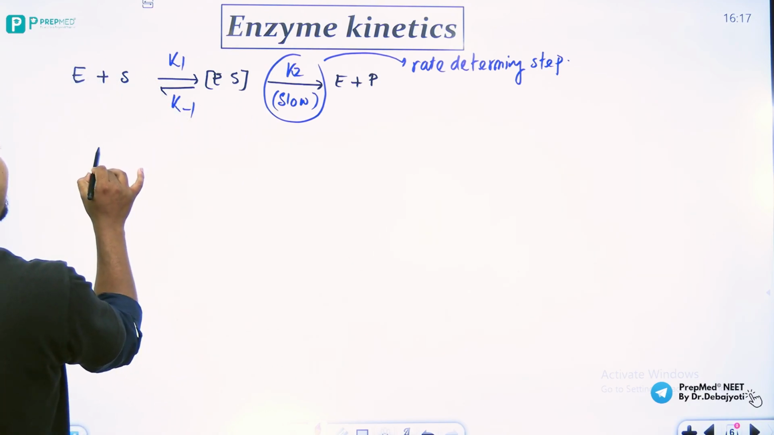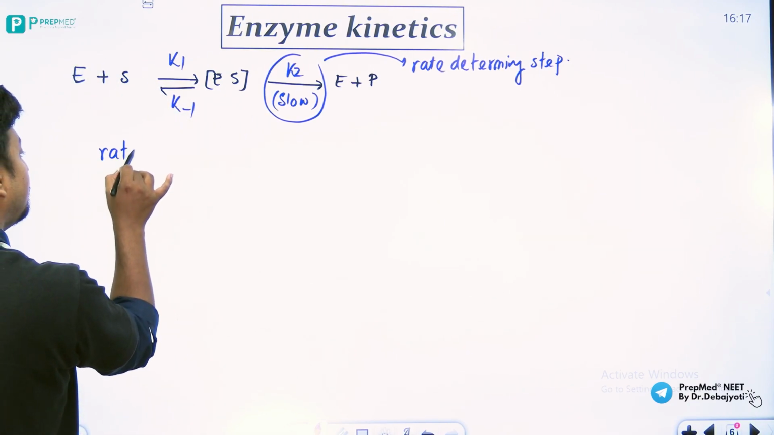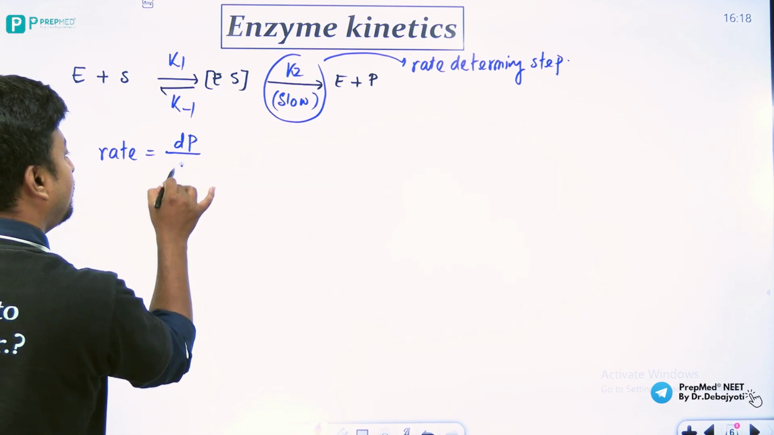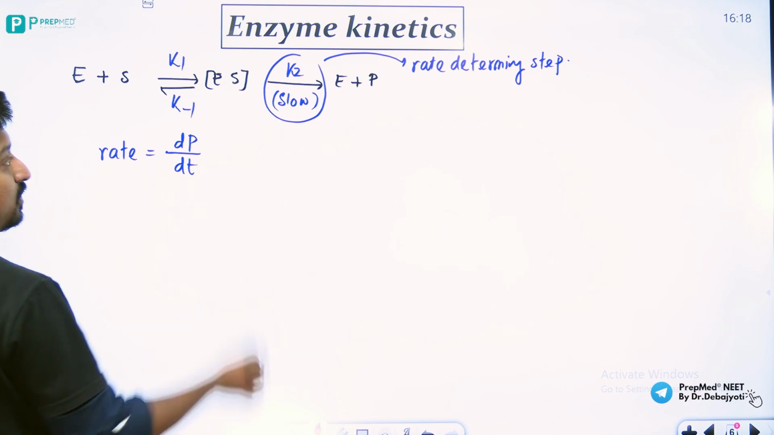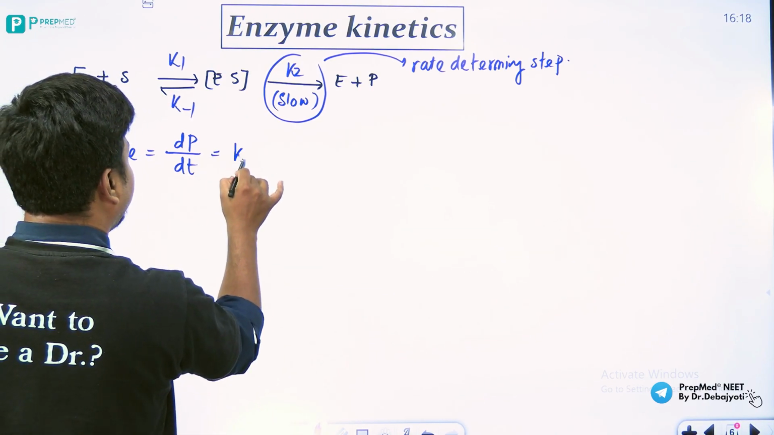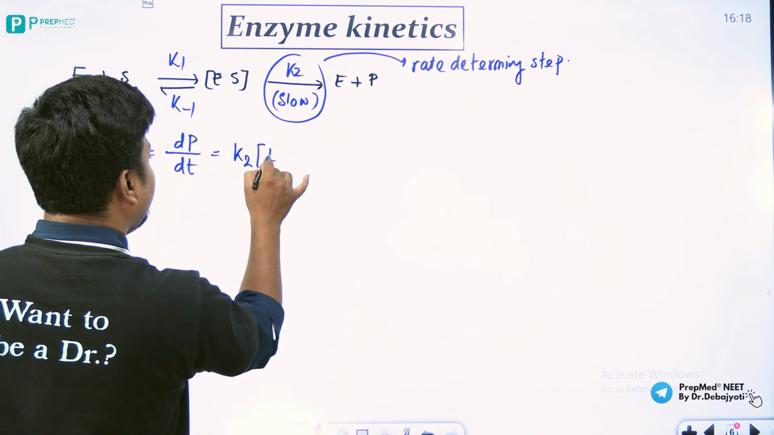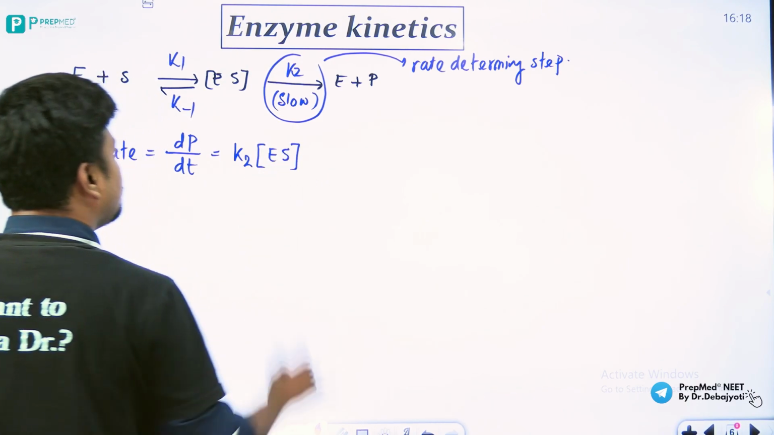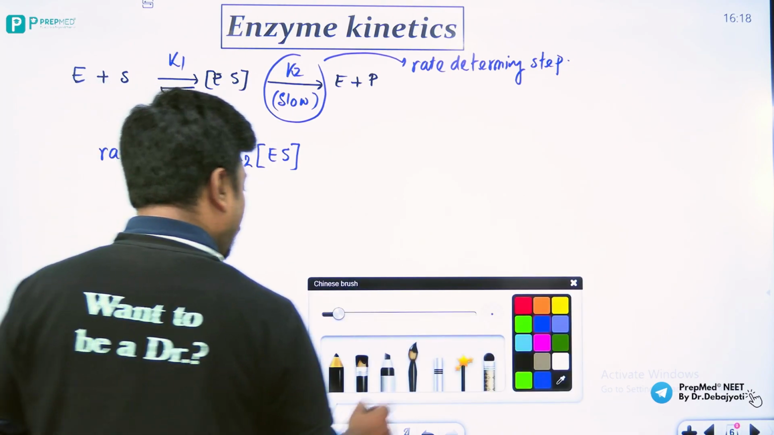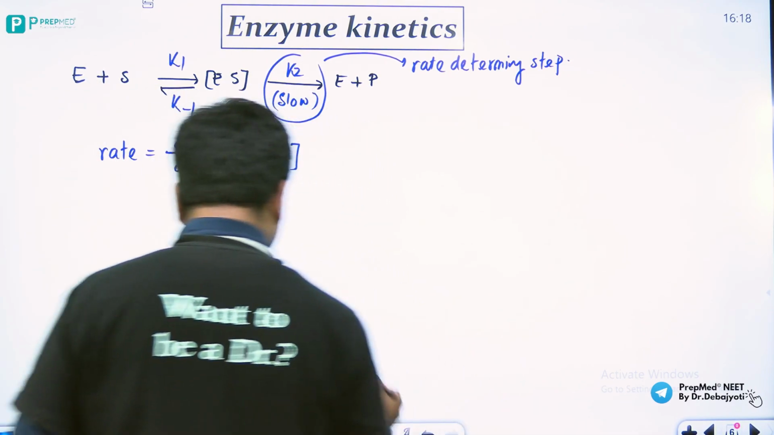Okay, so what can we say from here? We can say that the rate of the reaction is basically dP by dt, the formation of the product, which is equal to K2 into the ES complex, correct? So this is my rate. Now from here, we can tell many things.